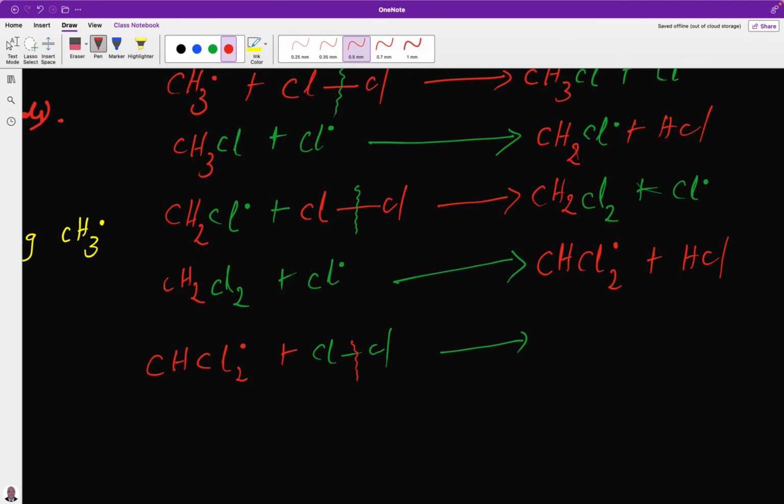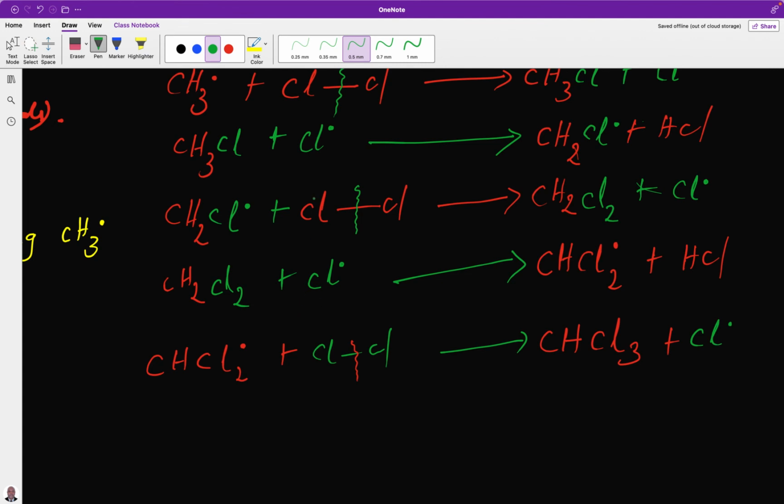And what happens? Hydrogen from here will do what? See what happens. CHCl, a free radical, plus another free radical here, supposed to be three of them. Two here plus this one that comes here will be three. Will be CHCl3 plus a chlorine free radical. Chlorine free radical.